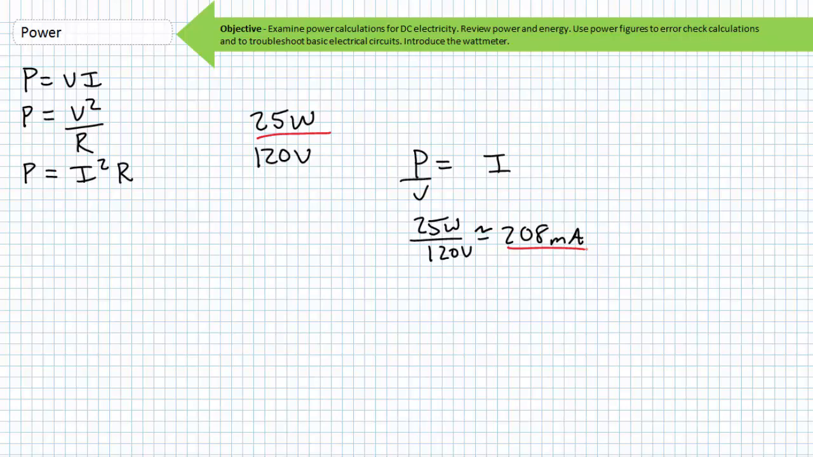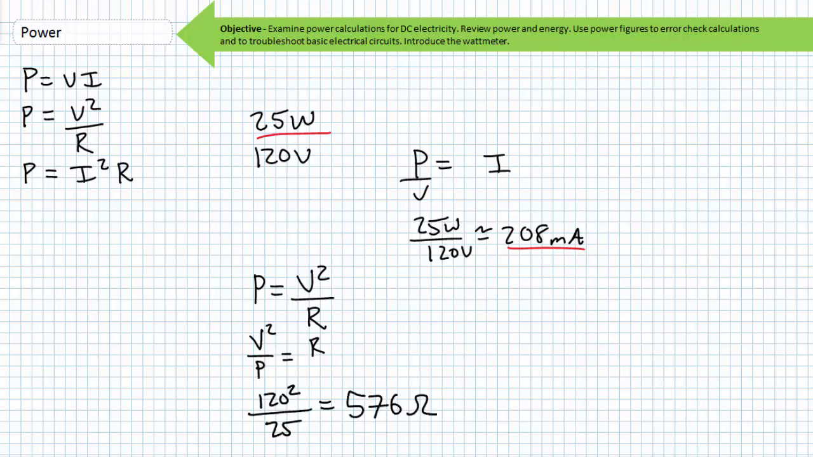Now, what's the resistance of this same 25 watt CFL? Using the relationship power equals voltage squared divided by resistance, we can invert both sides to get resistance on the top, multiply by V squared both sides, where V squared cancels out on one side, and resistance is equal to voltage squared divided by power. 120 volts squared divided by 25 watts yields a resistance of 576 ohms.